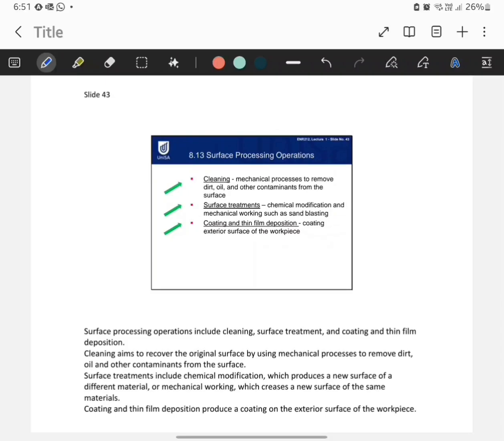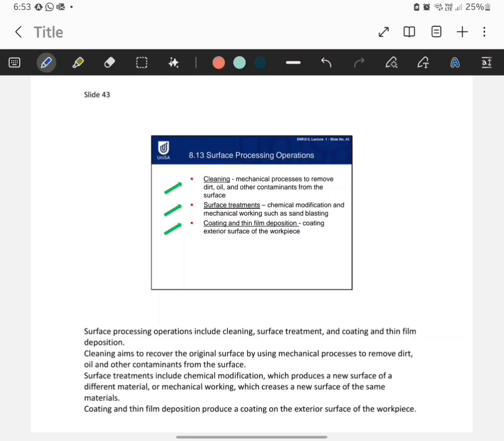Here we have surface processing operations. This slide covers methods like cleaning, surface treatment, and coating that change or improve the surface of a material. Cleaning removes contaminants like dirt or oil from the surface using a mechanical method. Surface treatment involves chemical modification or mechanical action like sandblasting to create a new layer or texture on the surface.